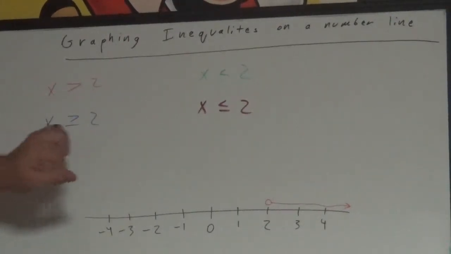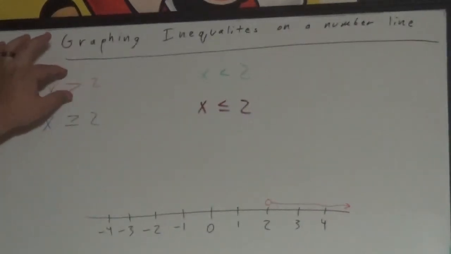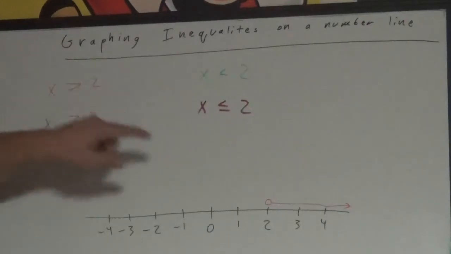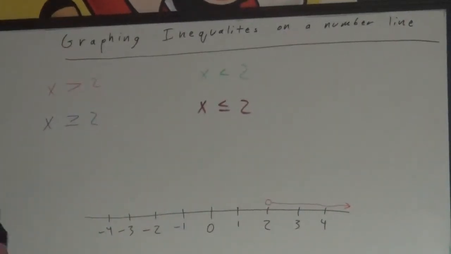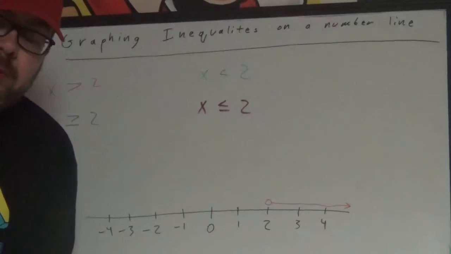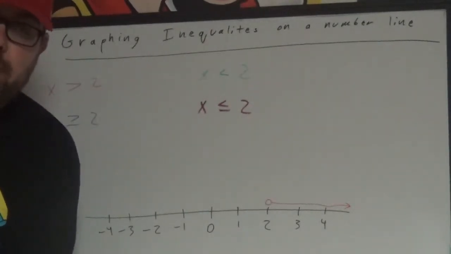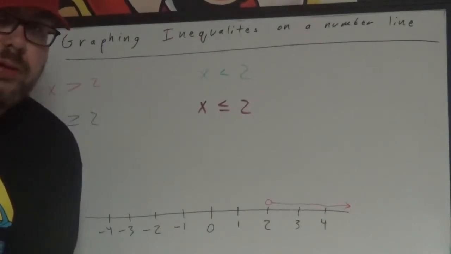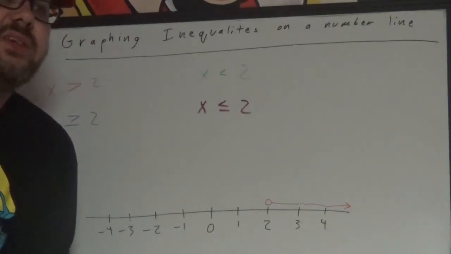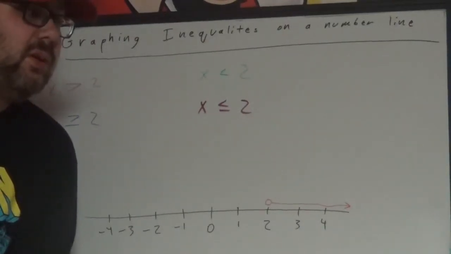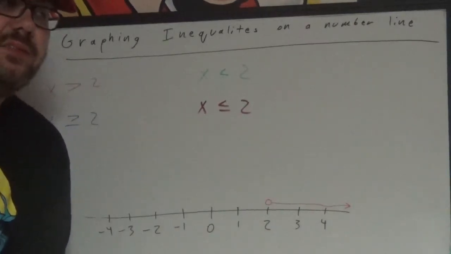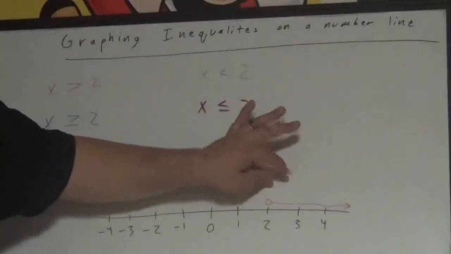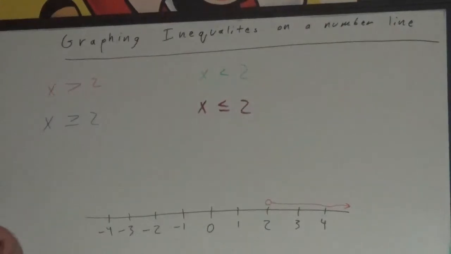So, first of all, the open circle. The open circle is telling us that x does not equal 2, but it's anything bigger than 2. Anything. 2.1, 2.2, 2.3, 2.01, 2.001, 2.0000001. Anything that's bigger than 2 is on the line, and it's part of the inequality, but 2 is not. That's why it's an open circle.